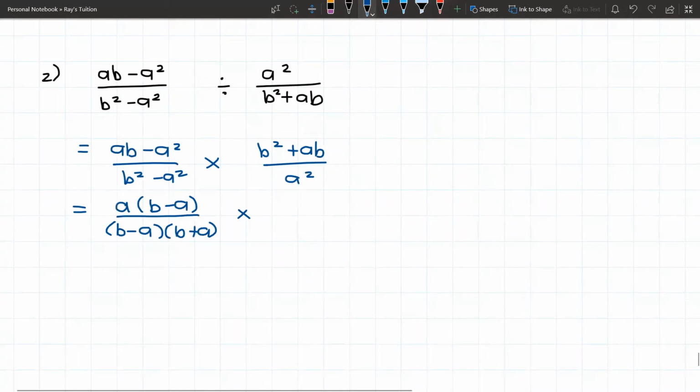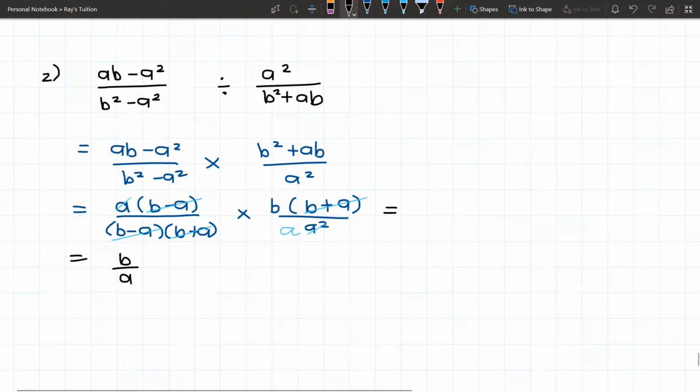Times, now again in this one over here, the b is common, so then we're going to get b plus a if we factorize, and it's just a squared in the denominator. Now what we can see is the only operation between them is multiplication, and the b minus a cancels out with the b minus a, the b plus a cancels out with the b plus a. This 1a cancels out with one of the two over there, leaving us with a. And our final answer then is b over a.